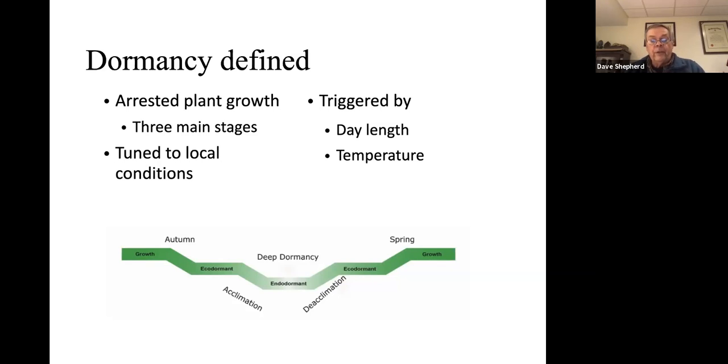The deep dormancy is in midwinter. It's called the endodormancy, and that's where we have the internal clocks that the tree relies on to the exclusion of just about everything else. And in the spring, we start a deacclimation process, which takes us back into an ecodormant state and then reverses the changes we did during the fall to get the tree ready to enter a full growth state in the late spring.